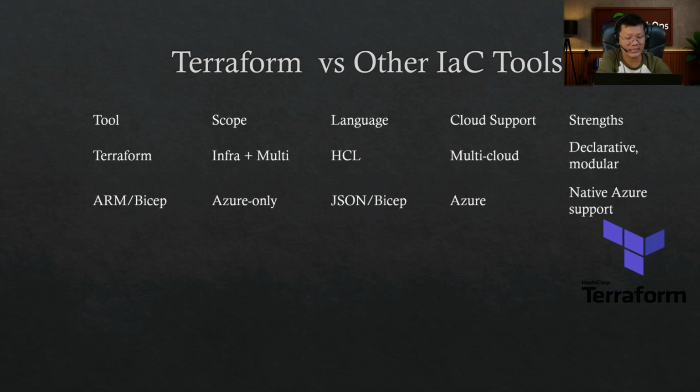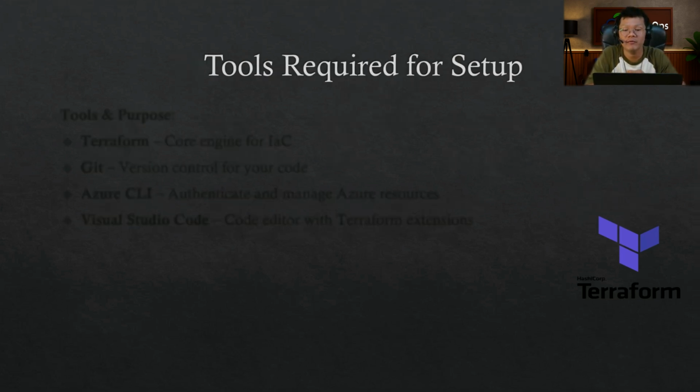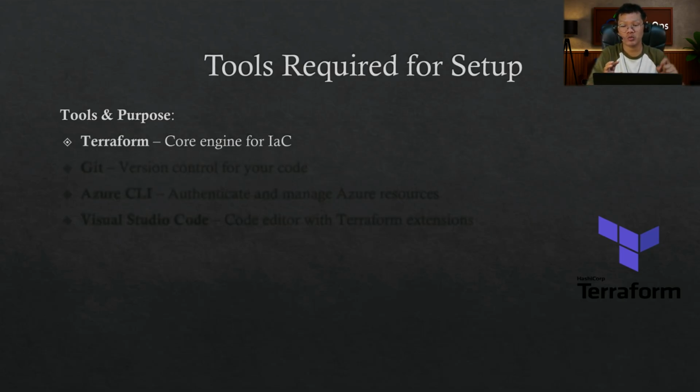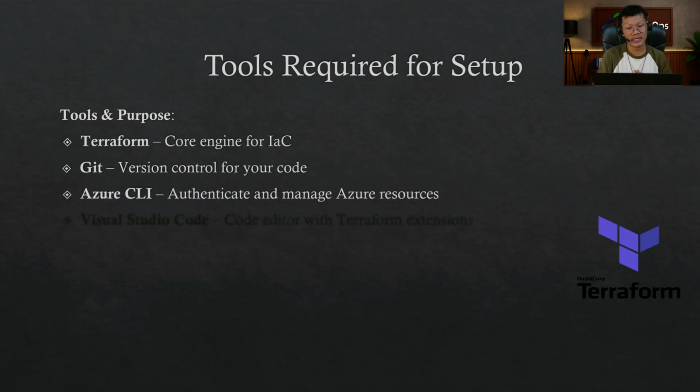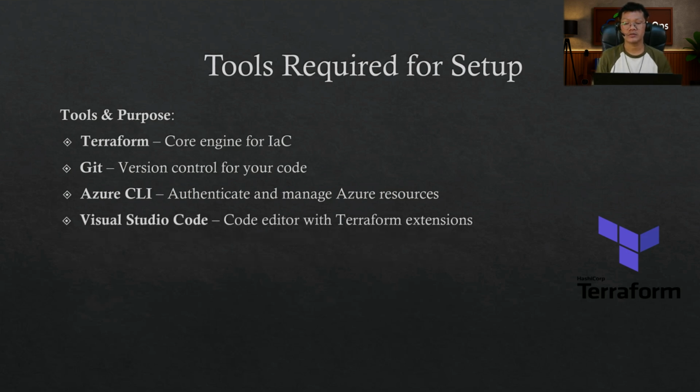Now we will try to understand some of the tools which are required to install. As you can see, the first one is Terraform, your core engine for infrastructure as code. The second one is Git, for version control of your code. Third is Azure CLI, to authenticate and manage Azure resources. The last one is VS Code, a code editor with the Terraform extension. I'm going to walk you through everything one by one. Please keep in mind, it is very simple and straightforward.